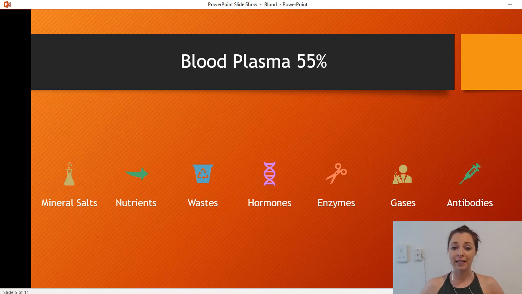So blood plasma, 55% of the blood floating around our body is plasma. What does it contain? Mineral salts like sodium, chloride, potassium, etc. Some nutrients in there. Obviously some waste products that the body's trying to get rid of as well. Hormones, because the transportation of hormones is always through the blood. Enzymes to do different things, which we'll get into in a little bit more detail. Gases and antibodies as well, hence to fight infection. So just keep a little eye on these, because sometimes these do come up in multiple choice questions.